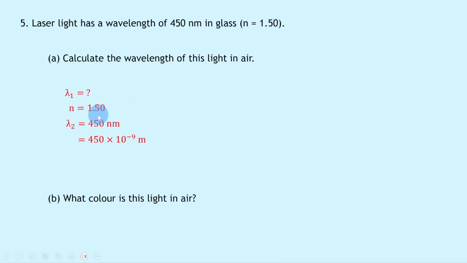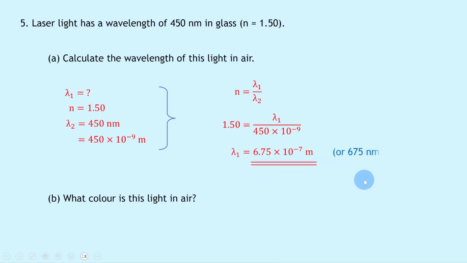Writing down our equation now relating N, lambda 1 and lambda 2, we have N equals lambda 1 divided by lambda 2. Substituting in the numbers gives 1.50 equals lambda 1 divided by 450 times 10 to the minus 9. And then to get lambda 1 on its own, we can multiply both sides by 450 times 10 to the minus 9. So doing 1.50 times 450 times 10 to the minus 9 in your calculator gives a value for lambda 1 of 6.75 times 10 to the minus 7 meters. Or remember, that's the same as 675 nanometers.